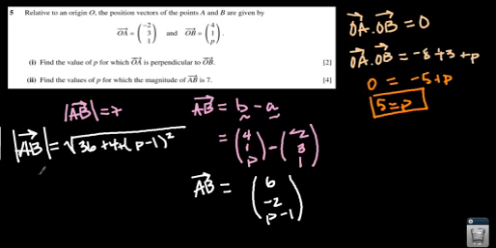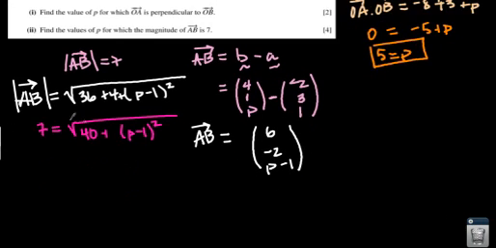I'm going to go ahead and substitute 7 in here because that's what they said this has to equal. So this becomes the square root of 40 plus quantity P minus 1 squared. My first step is I need to solve for P. So I'm going to start by squaring this whole equation. And I end up with 49 equals 40 plus quantity P minus 1 squared. Subtract 40 from both sides and I get 9.